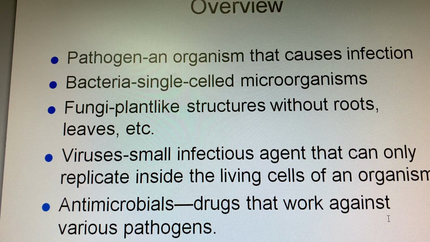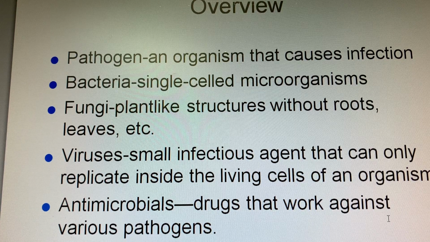Now, among those pathogens, we've got bacteria that are living single-celled microorganisms that come in a variety of shapes and sizes and can do a lot of damage or a lot of good depending on what kind of bacteria it is. Fungi, when you look at them under the microscope, you see plant-like structures, but they don't have roots, they don't have leaves, they don't act like plants, but they can cause various infections in humans and animals, or animals that can be transmitted to humans.